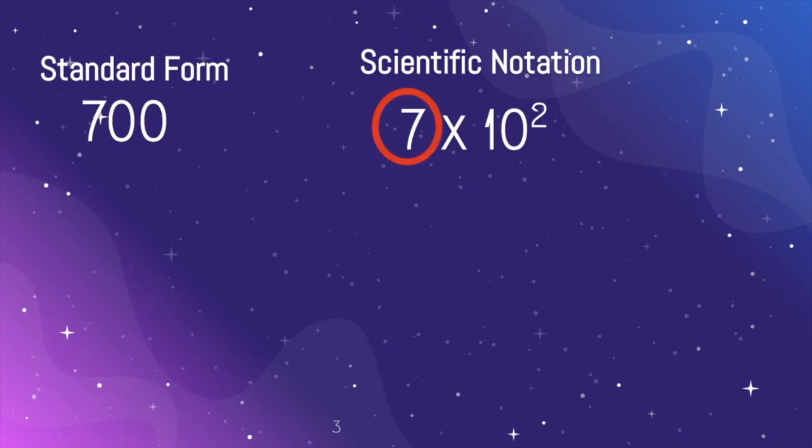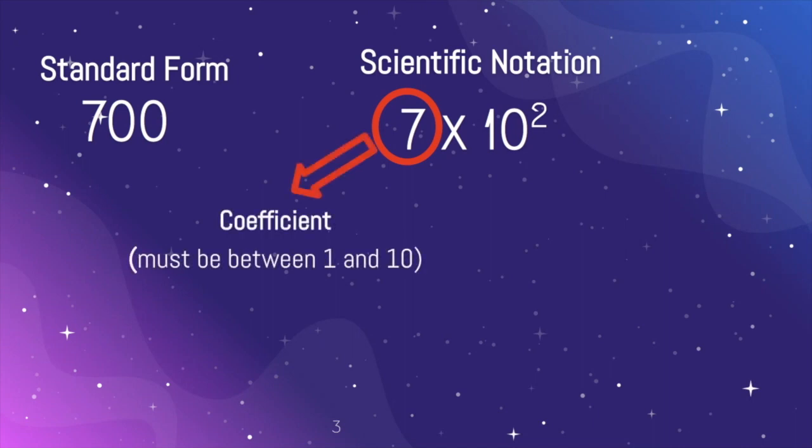First we have the leading number, which is called the coefficient. The coefficient must always be between 1 and 10. In this instance, it's 7, and that falls between 1 and 10. Remember I said that scientific notation has a base 10 format. So basically what we're doing is multiplying the coefficient times 10 to the second power.